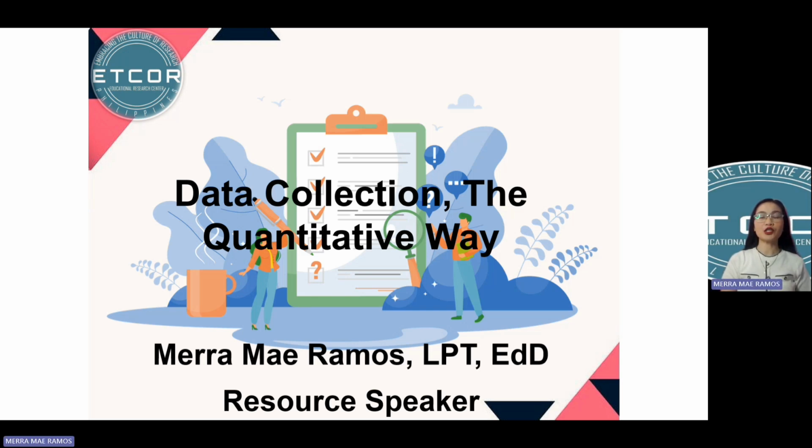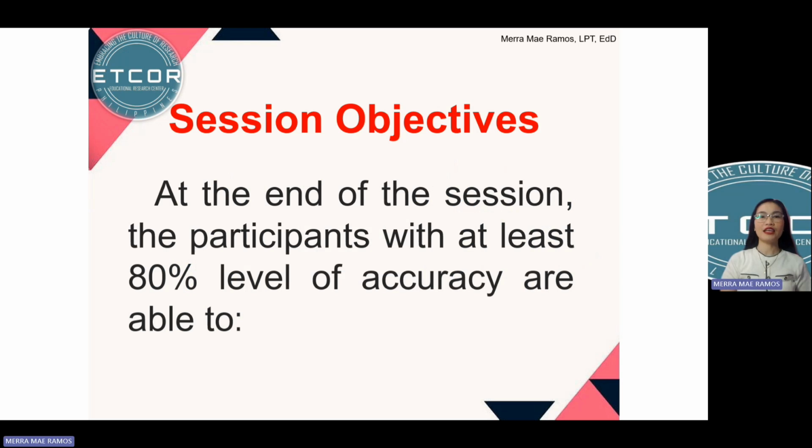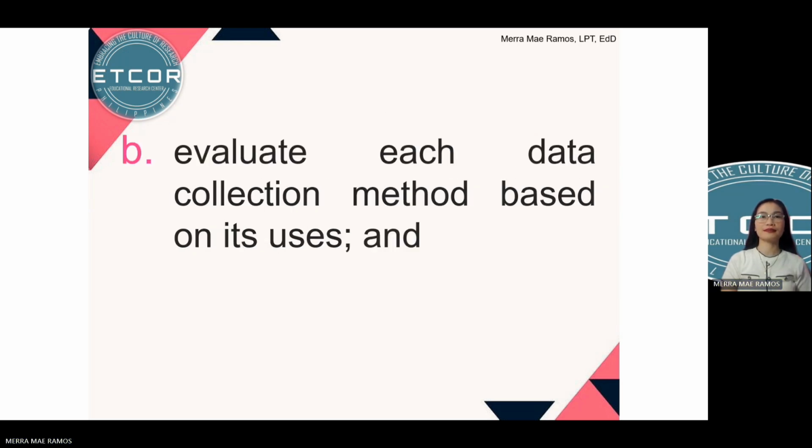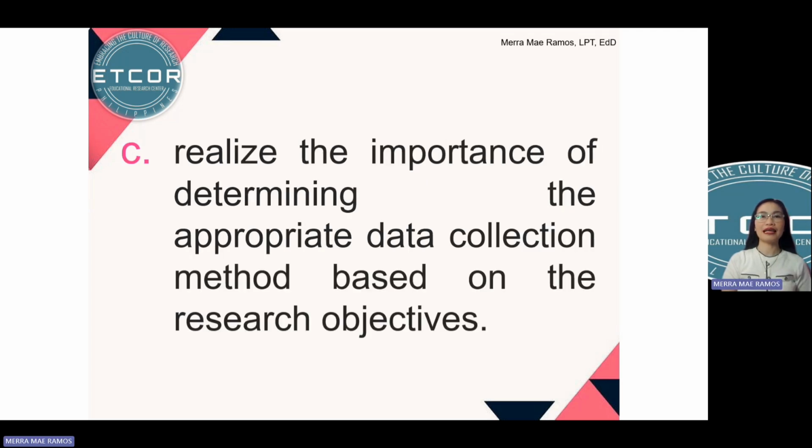Before we start our session proper, let me present to you our session objectives. At the end of the session, the participants with at least 80% level of accuracy are able to enumerate the quantitative research data collection methods, evaluate each data collection method based on its uses, and realize the importance of determining the appropriate data collection method based on the research objectives.